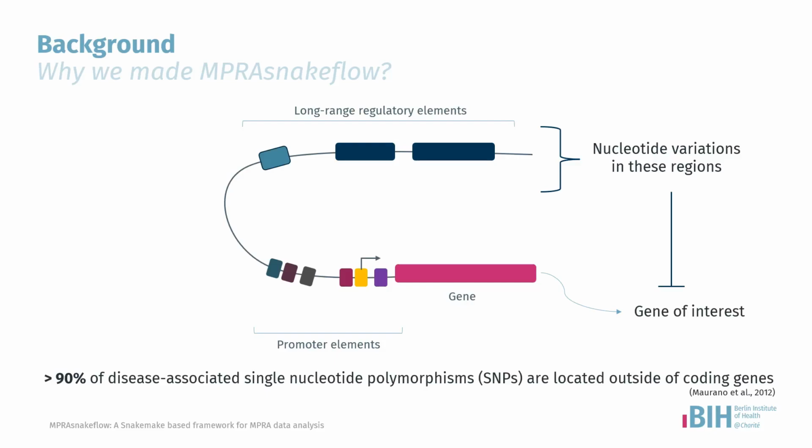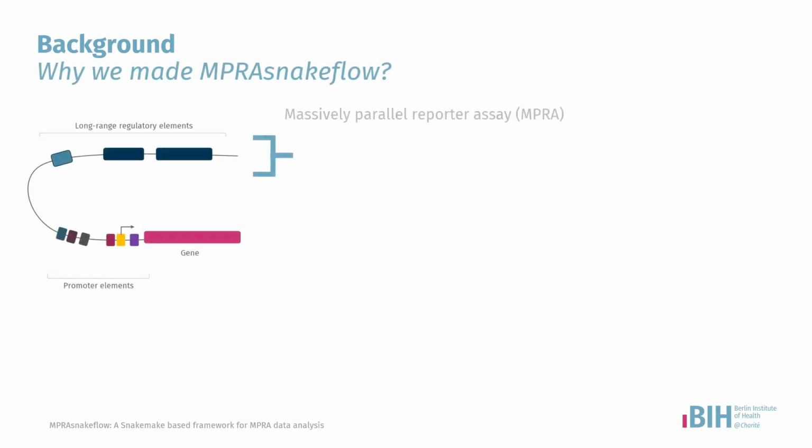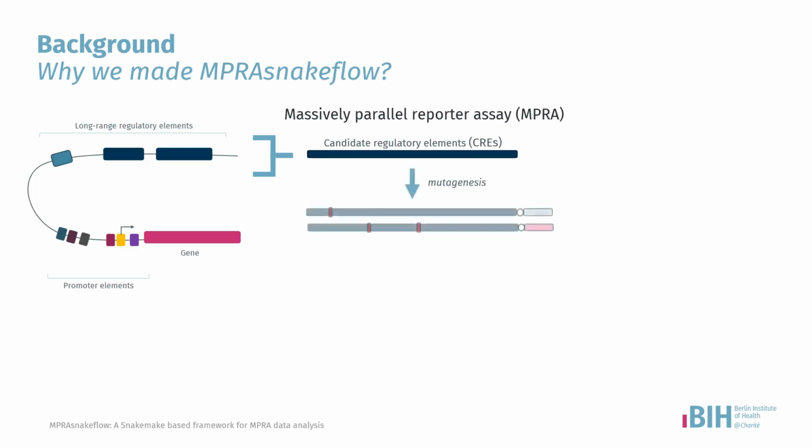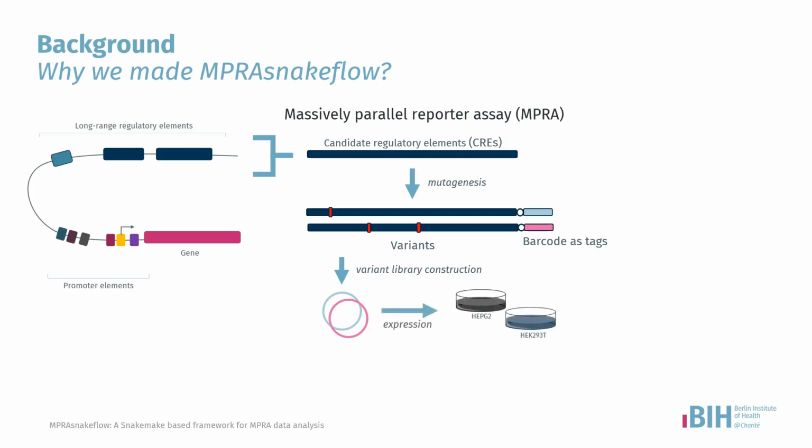Now, with that information, there has been a rise in high-throughput experiments with functional readouts, such as massively parallel reporter assays, or MPRAs, that take in candidate regulatory elements, or CREs, from these untranscribed regions and introduce variants into them via mutagenesis, and tag each unique element with barcodes and create a library out of it, and further test these libraries by expressing them in multiple cell types and analyzing the regulatory activity by comparing the reference and alternate sequence of its genomic contents.